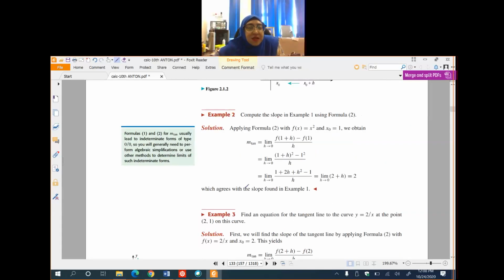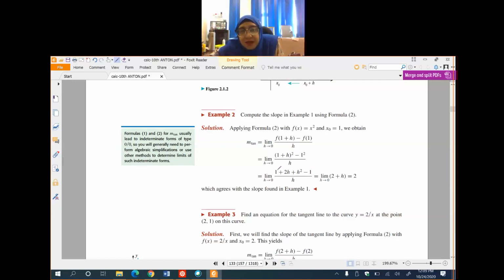Okay. Let's look at example 2. Compute the slope using formula 2. Formula 2 is dealing with h. So h tends to 0. So this one, f of x naught plus h minus f of x naught divided by h. Okay, f of 1 plus h, f of x is equal to x squared. So f of 1 plus h will be 1 plus h squared, minus 1 squared, because f of 1 is equal to 1 squared. You divide with h and then you simplify, you get this one.